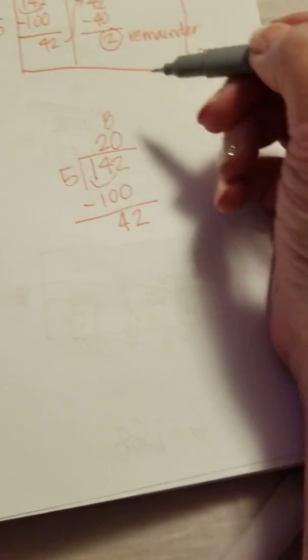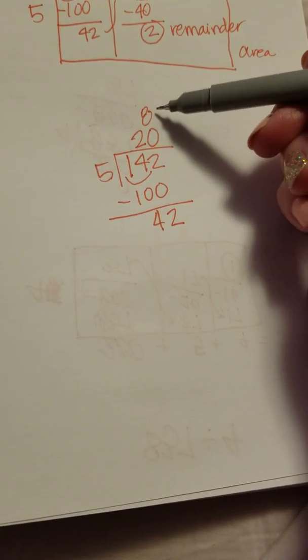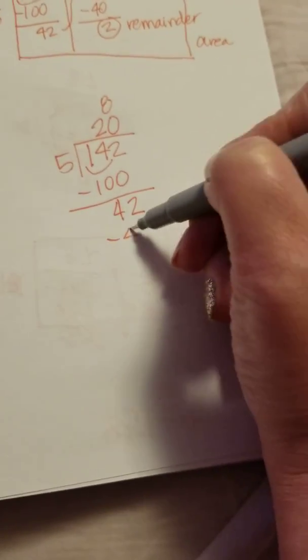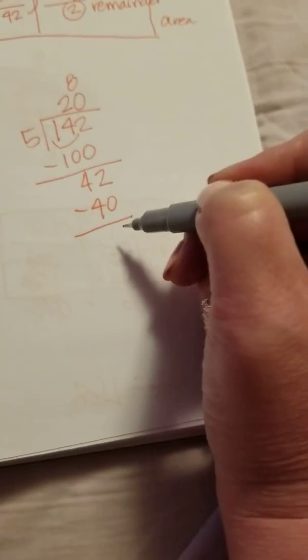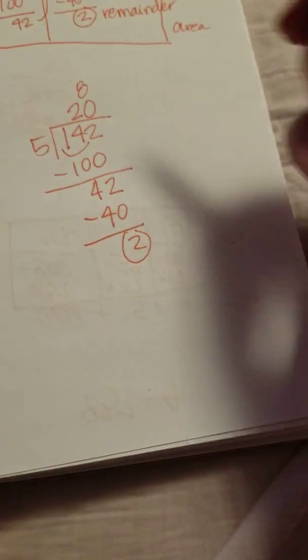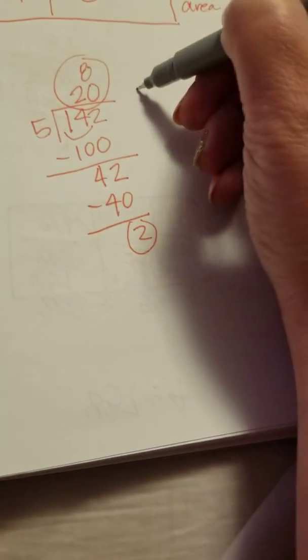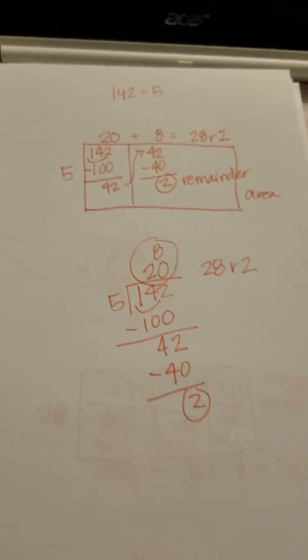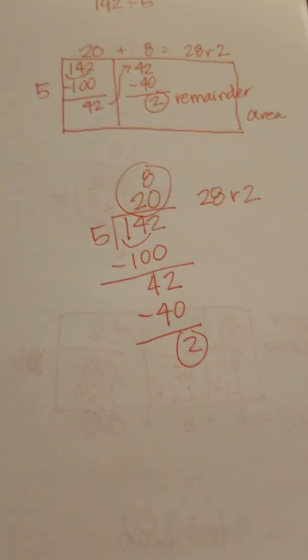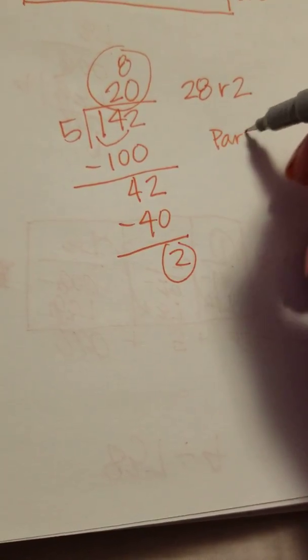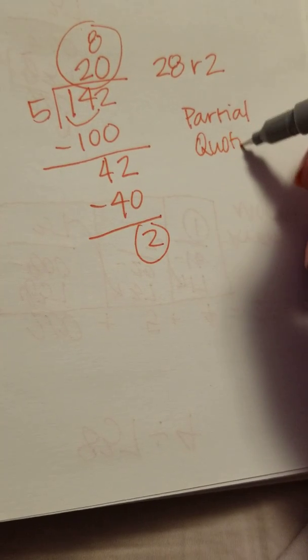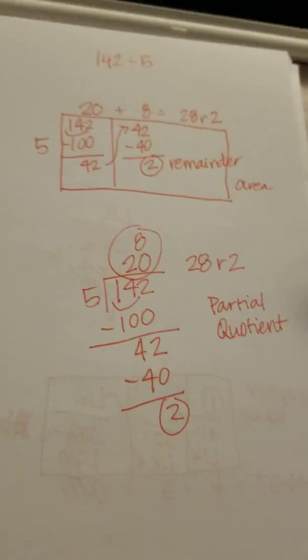5 goes into 42 8 times. See how I stack my quotients up here, my partial quotients. And I'm going to subtract that, and I'm going to get 2. So that's my remainder. So I have 20 plus 8 is 28, with a remainder of 2. So these two are the same thing. They're just, hold on, I cannot write and talk at the same time.